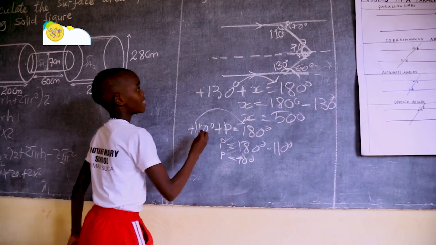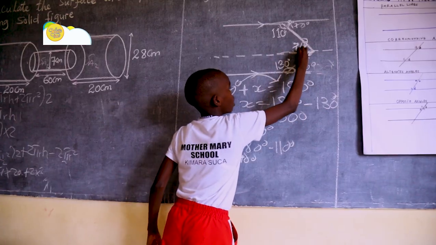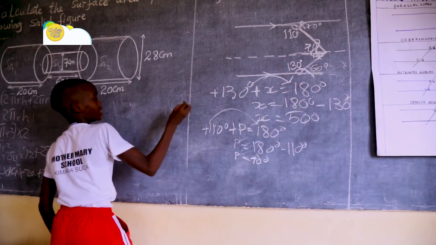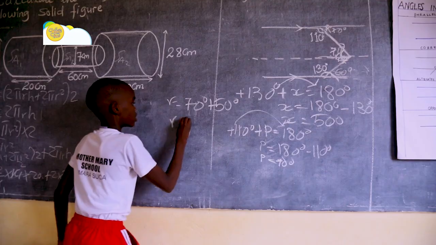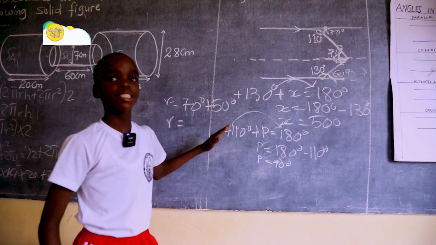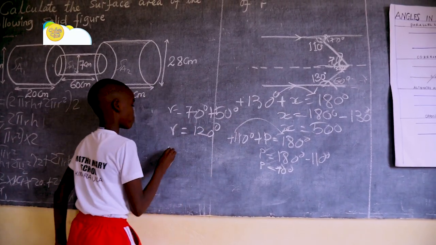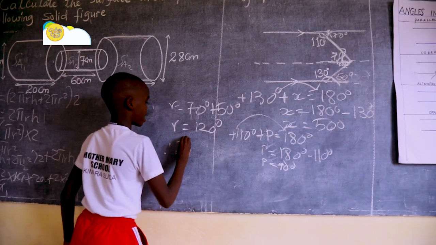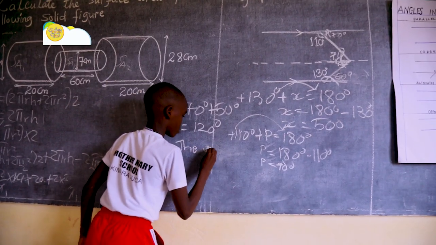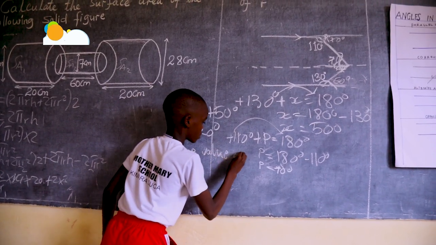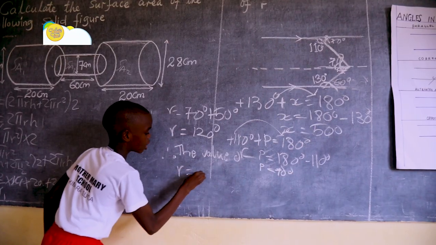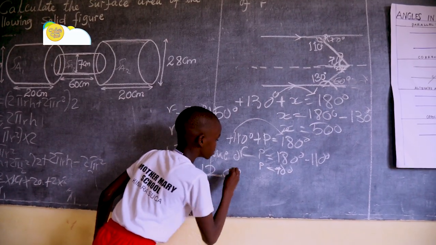So the sum of these angles is the value of R. Here we can write R is equal to 70 degrees plus 50 degrees. If you take the sum of 70 degrees and 50 degrees, you get 120 degrees. Therefore, the value of R is equal to 120 degrees.